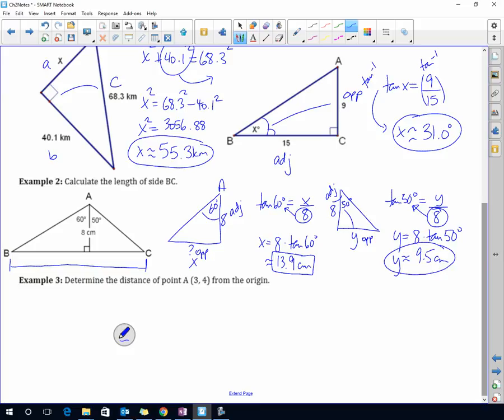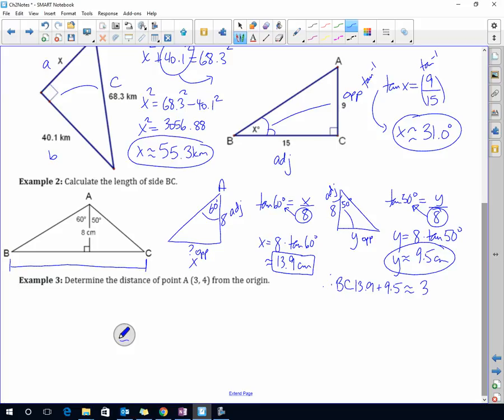BC is going to be 13.9 plus 9.5. So let's add that up. And we get 32.9, and that would be centimeters. That's my final answer.